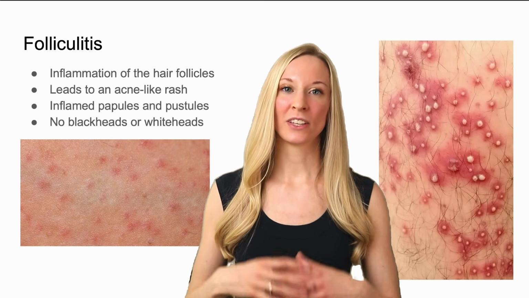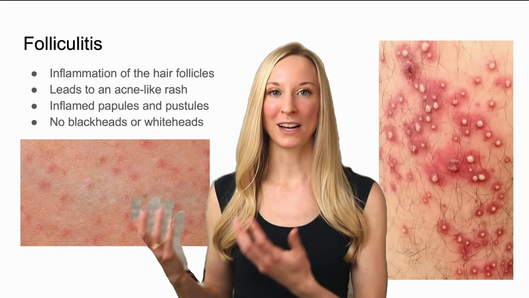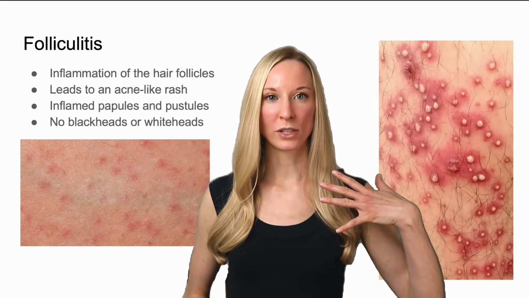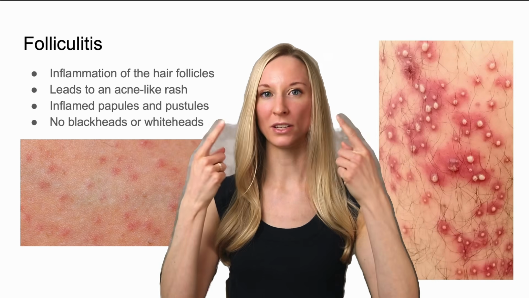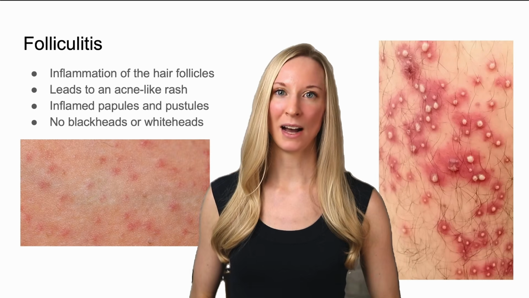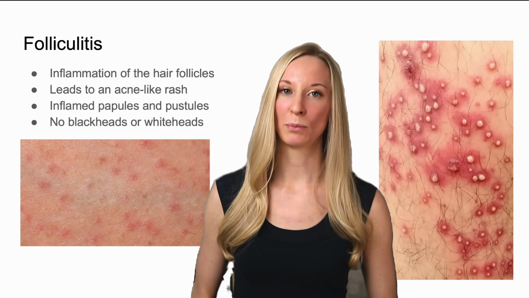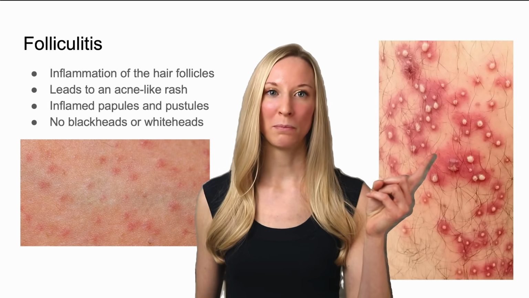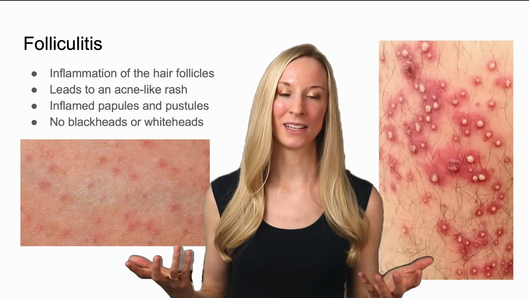So what is folliculitis? This is essentially inflammation of the hair follicles, and it leads to a rash that looks like acne, but it's not. It's usually more on the torso, so the upper chest and the back, as well as the tops of the arms, as opposed to the face where acne tends to happen. And it usually shows up as these very inflamed pimple-like spots, so papules, as well as pus-filled bumps called pustules. The important thing to note in folliculitis is there's no blackheads and there's no whiteheads.